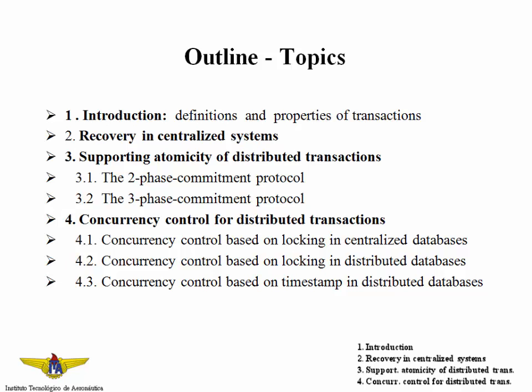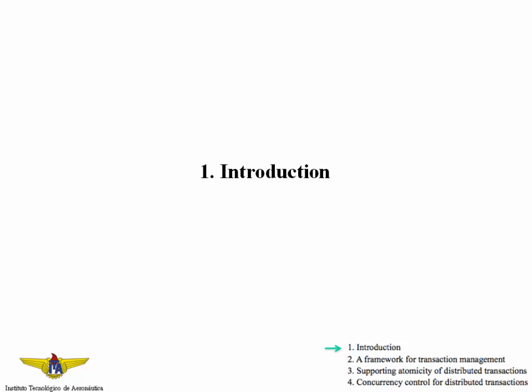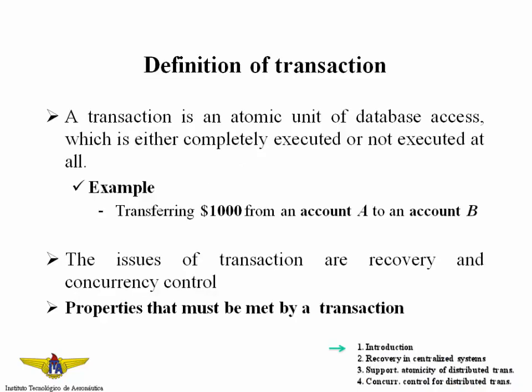Chapter 4 is about concurrency control for distributed transactions. It has to do with consistency, how you can control concurrency so that the transactions result in a correct execution. Okay, so let's start then with the introduction. What is a transaction?